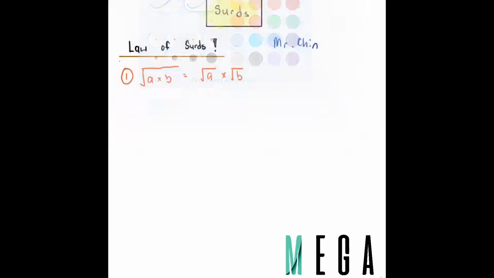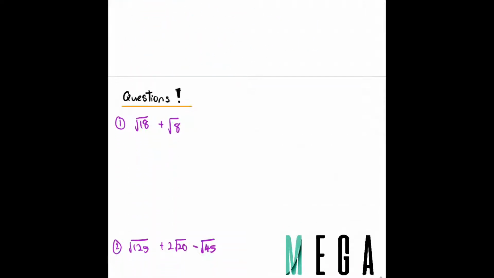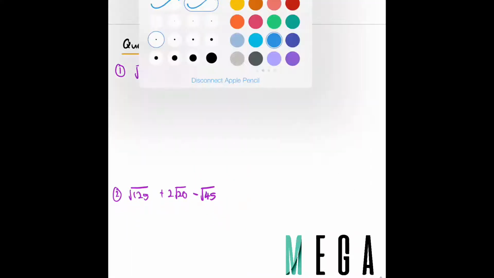It is relatively easy. The second rule: let's say I have a surd fraction, like surd A over B. I can split it into surd A divided by surd B, or I can also rewrite it as surd A over surd B. Okay, so these are some of the rules that you need to know. Right now let's move on to some questions.